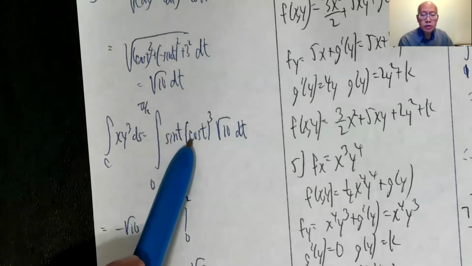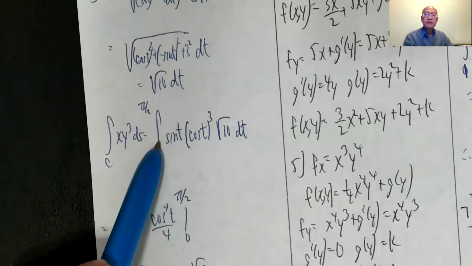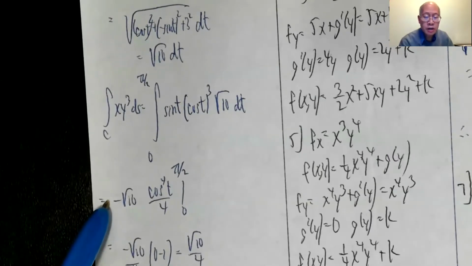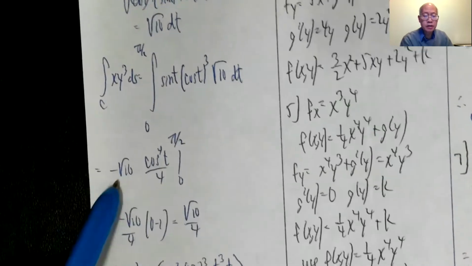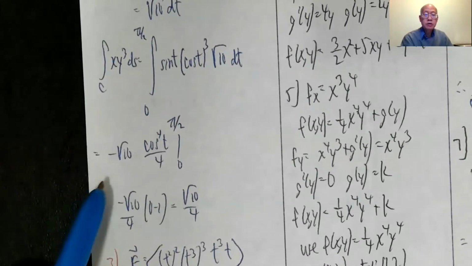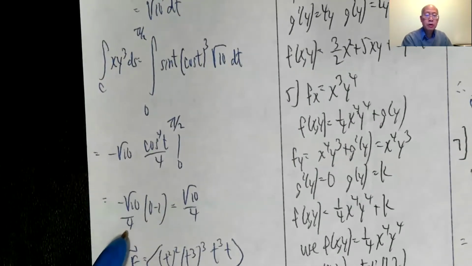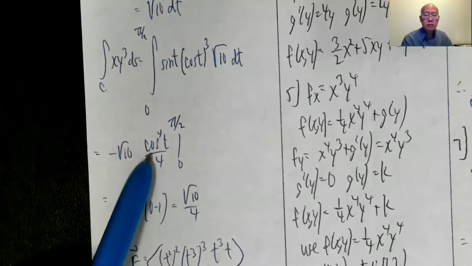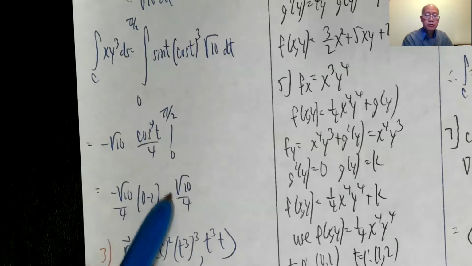If you do U substitution, the derivative of cosine is negative sine, so that's just cosine to the fourth of t divided by 4 times the negative 1. You can double check by differentiation. From 0 to pi over 2: negative radical 10 over 4, plug in pi over 2, you get 0. Plug in 0, you get 1. So radical 10 over 4.